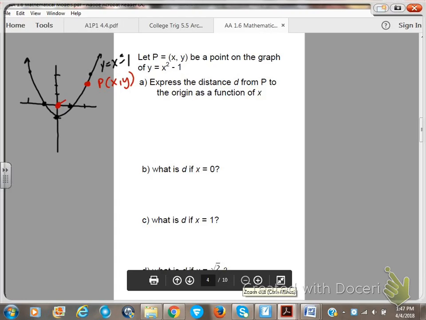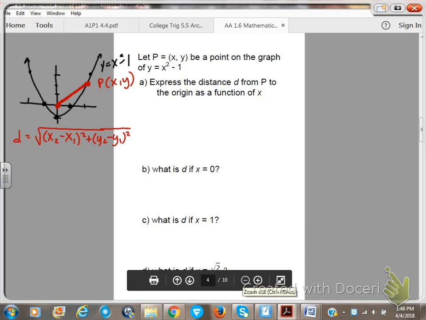Now, what we're being asked to write is the distance of that line. Do we have a formula for distance? Isn't it like d equals the square root of x2 minus x1 squared plus y2 minus y1 squared? Very good. So with distance, you always need two ordered pairs. What's one ordered pair that we've been given here? 0, 0, the origin.